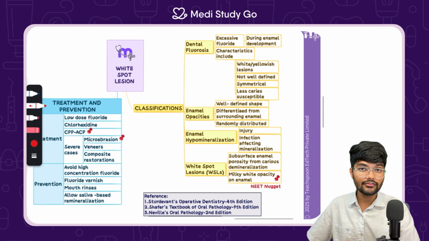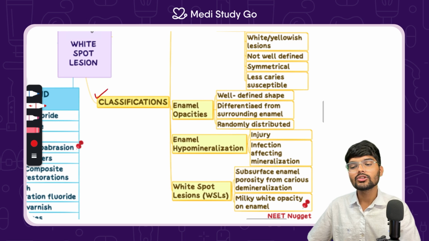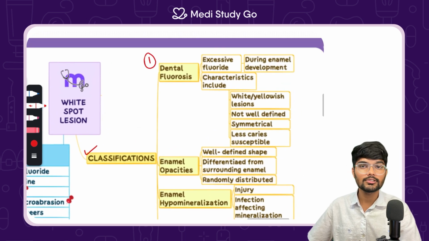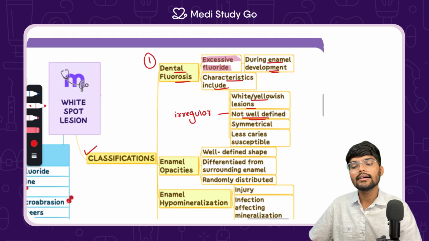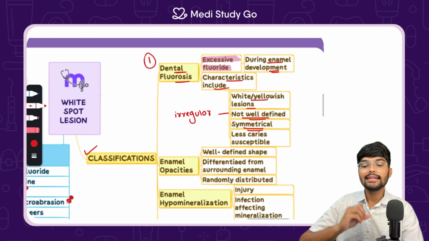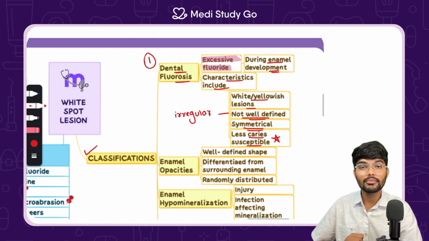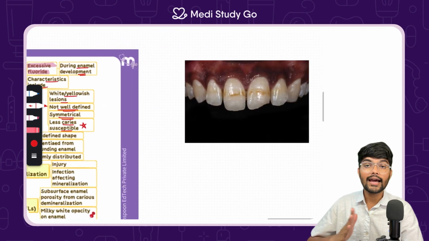And now coming to the classification of these white spot lesions. The first one we have is dental fluorosis, which can be considered one of the initial stages or the milder form, and this is a result of excessive fluoride during enamel development. The characteristics include white or yellowish lesions. The lesions are not very well defined, that is, they are irregular in shape, and they are symmetrical according to the teeth, and these teeth are less caries susceptible, which is important because they are more highlighted teeth.